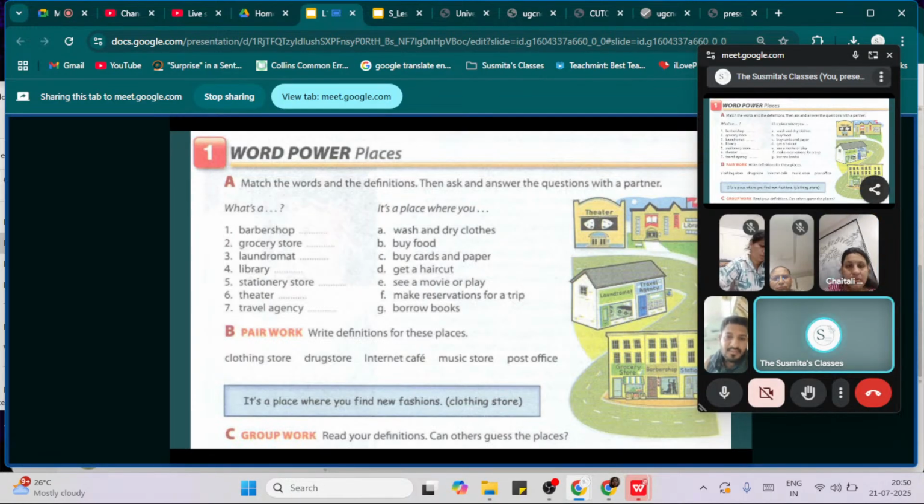Part B also has to be done in the same format. Okay, do it. Finish it. In the same format. First, you will frame the question by asking what is a clothing store, and then you will answer that question. It is a place where you, same format to follow. Okay. It is a place where you, and you will fill in the blank.